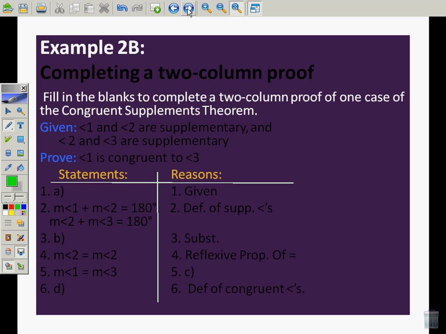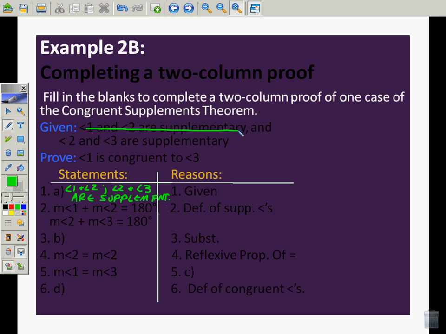Go ahead and try this one on your own. I'm going to go through it here without stopping, but you can pause it and try to do it on your own if you would like. So, my givens. Okay, what is given? Well, I'm given the fact that angle 1 and 2 are supplementary, and angle 2 and 3 are supplementary. So angle 1 and angle 2, as well as angle 2 and angle 3, are supplementary. That's given, okay?